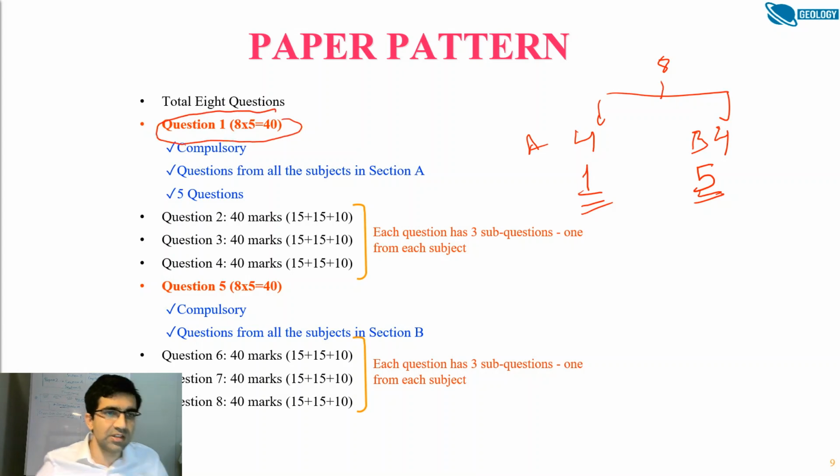These questions actually include 5 questions of 8 marks each, so in total they are 40 marks. This is compulsory, and usually these will be questions from all the subjects in section A. So the first question will include a 5 question, 8 marks each, from all the subjects in section A. Now after that you have question number 2, 3 and 4.